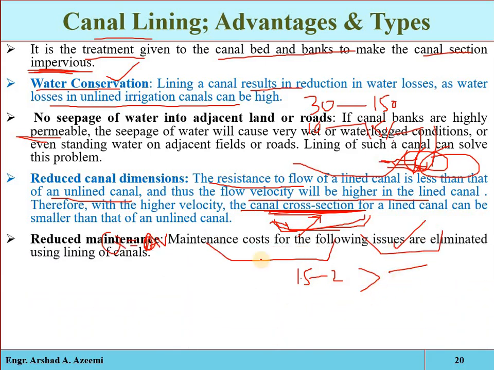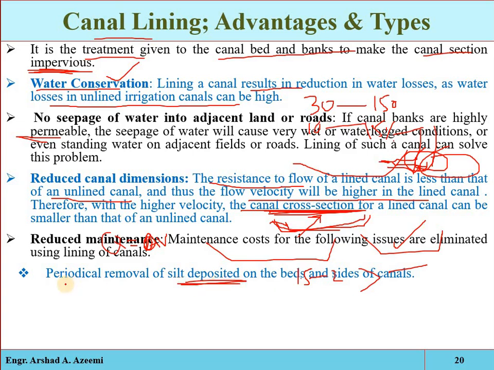Also the maintenance is reduced. If you properly line a canal, the maintenance cost will be reduced, because there will be no periodic damage to the canal. Also, periodic removal of deposited silt: as we have discussed, in the lined canal we can increase the velocity. If we can increase the velocity, there will be no chances of silt deposition. So if there is no silt deposited, its periodic removal will not be required.